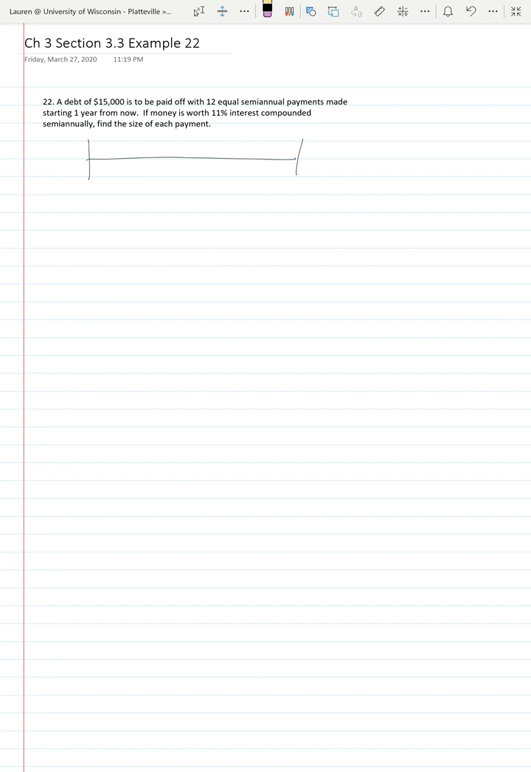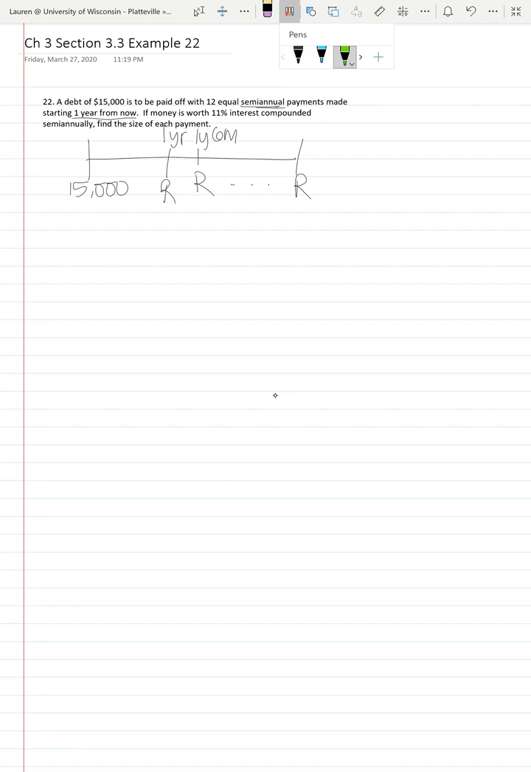Okay, now we know that payments start 1 year from now. They're semi-annual, so that's every 6 months. And we also know that we have the bit that says it's paid off. Okay, so the paid off and a debt point us to A sub n, and tells us that the $15,000 goes at the beginning, and then 1 year later we start payments, and those are every 6 months. So our next one would be at 1 year, 6 months. And then our last one is over here.